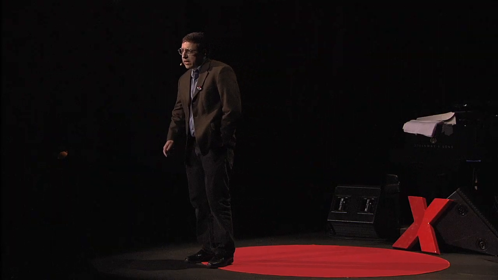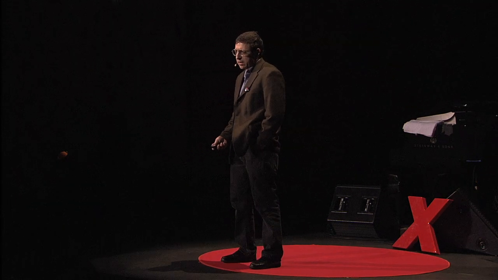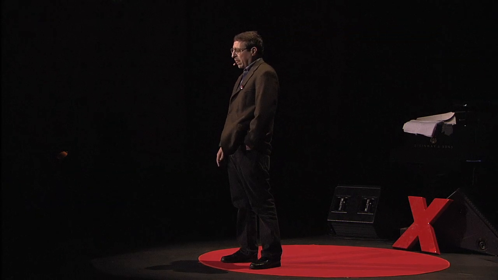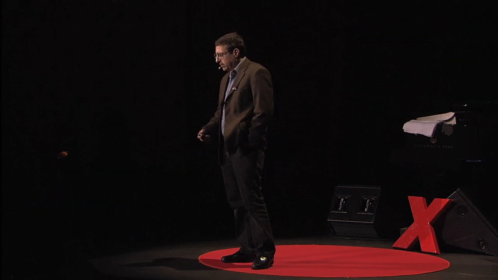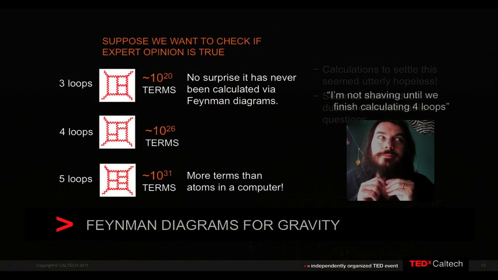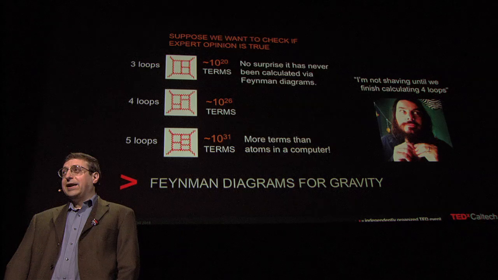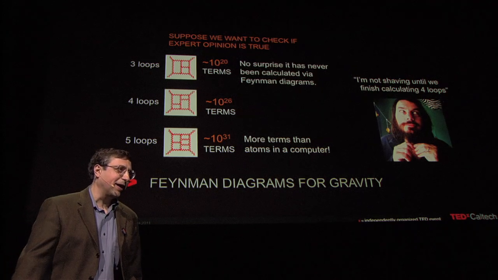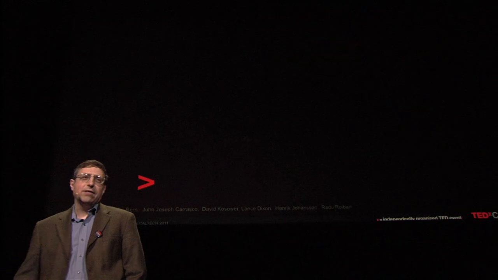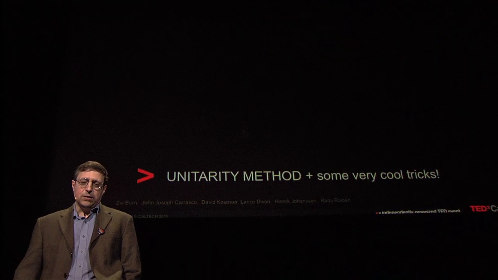So the situation was that the calculations that were needed to test the expert opinion seemed impossible. And this whole problem seemed destined for the dustbin of undecidable questions. Now, a couple years ago, my student, this is John Joseph here, said, well, I'm not going to shave until we finish at least the four-loop calculation. Now, you'd think he's taking his life into his hands with a comment like that. But remember, we have the unitarity method, a new way to deal with this problem.